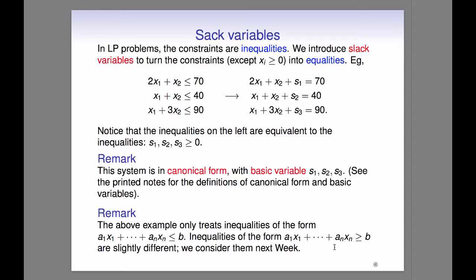Now, as I said, this week we just look at the case where the origin is a corner of the feasible region, and that corresponds to all the inequalities being less than or equal to some positive number. So for instance here, this is the kind of inequality we're treating this week. Next week, when we have greater than or equal to some positive number, we'll have a slightly different process.